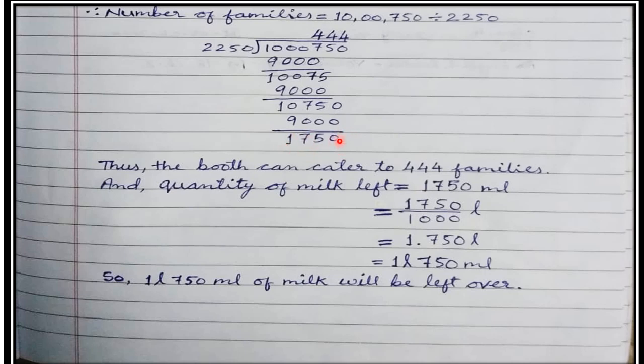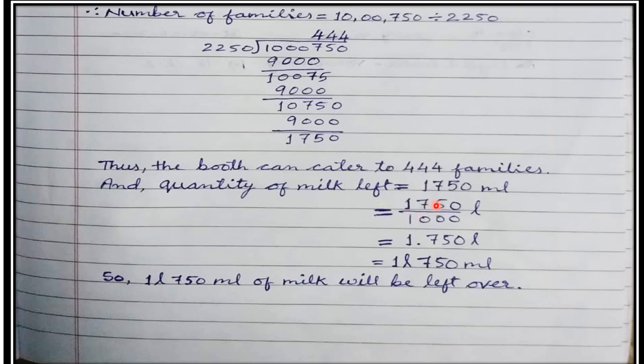Now we cannot divide it further. So we got the answer, the number of families. Thus the booth can cater to 444 families. That means the booth can provide milk to 444 families. And the next part of the question was how much milk is left over. The quantity of milk left over will be 1750 ml, that was the remainder.